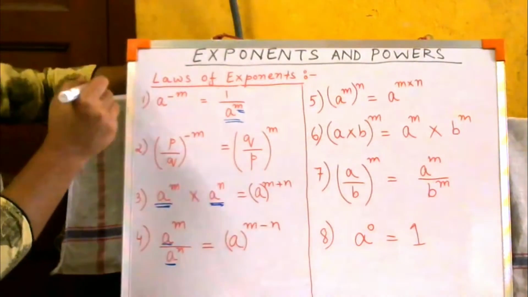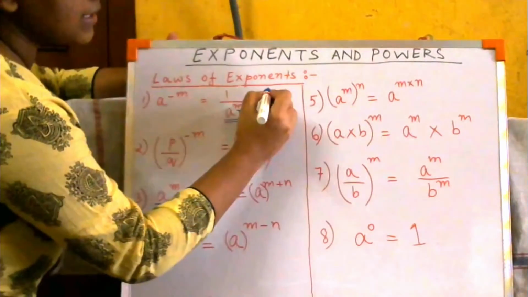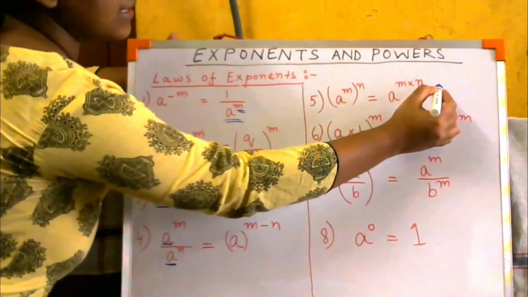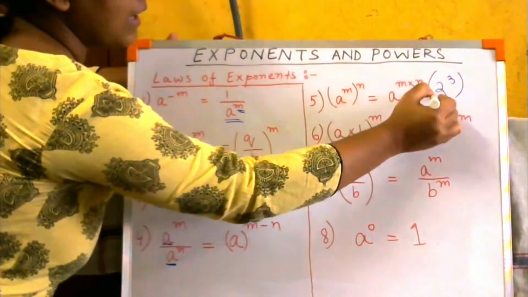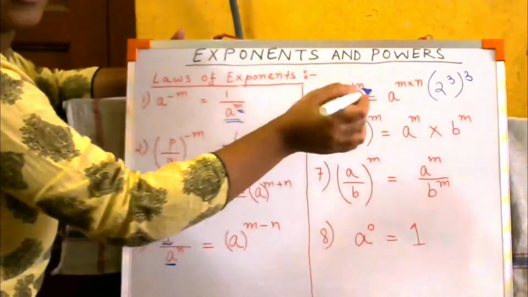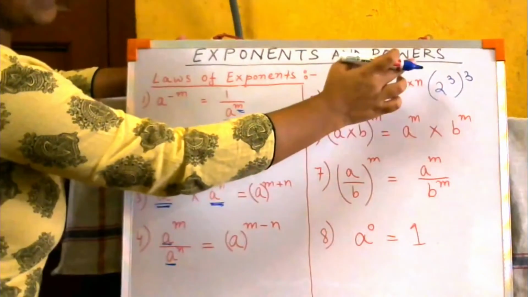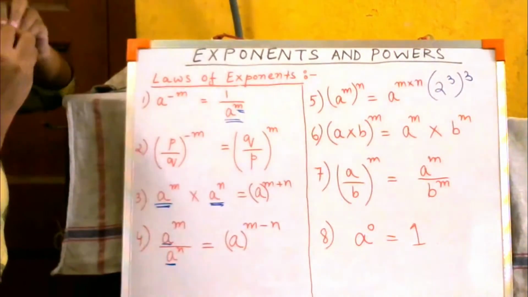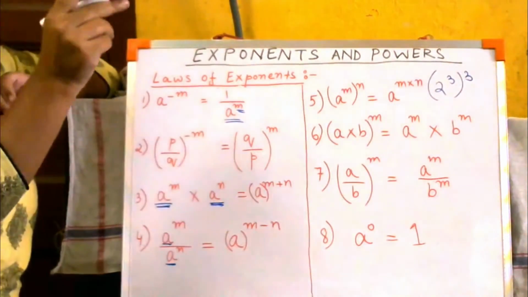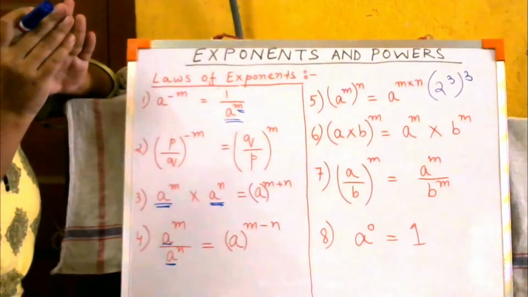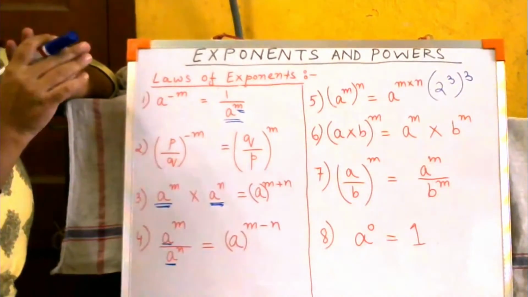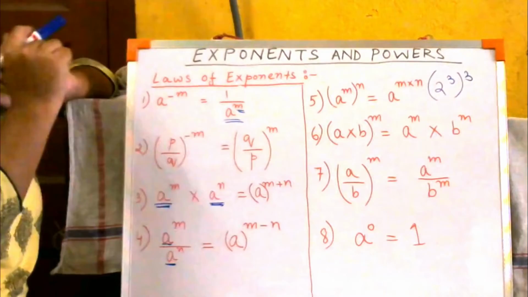You people are in class 8 now. So you know this thing, like if there is a case like this, say 2 to the power 3 whole bracket to the power 3. How are you going to write that? 2 to the power 3 into 3, that is 2 to the power 9. When you are opening the bracket, we always multiply. This thing you know, I guess, provided there is no sign in between.